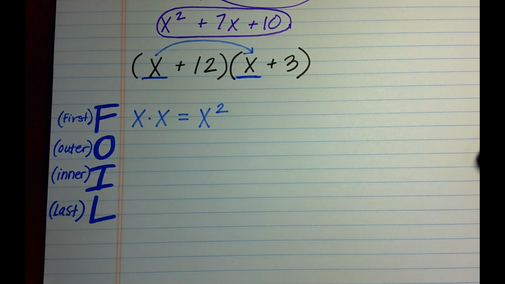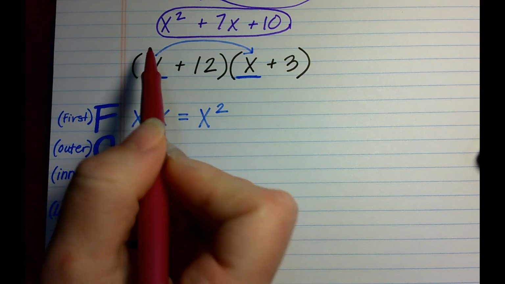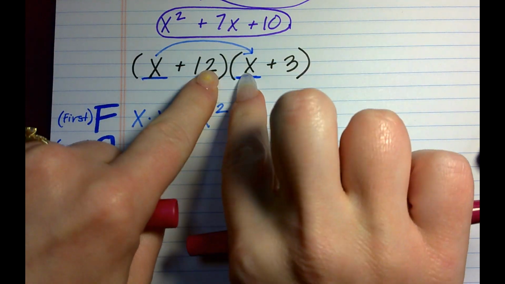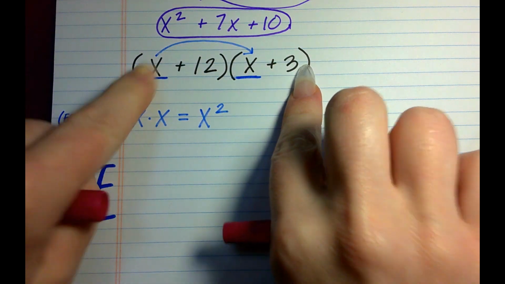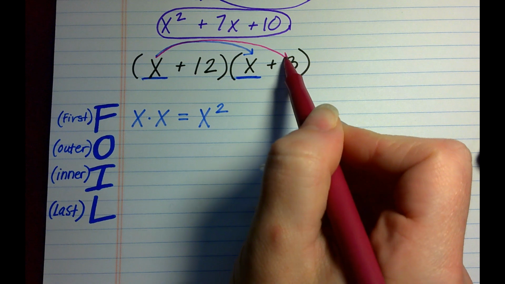Now we're going to look at O, the outer term. So what we're going to do for that is I'm going to start with the outside terms. These are the inside. This is the outside. So I'm going to take x times 3.